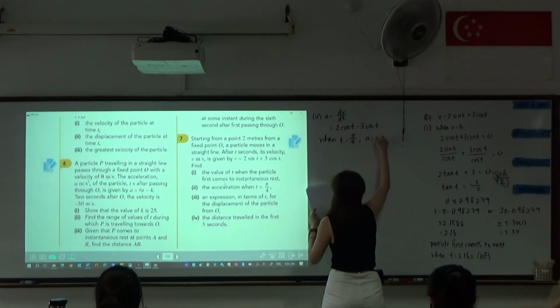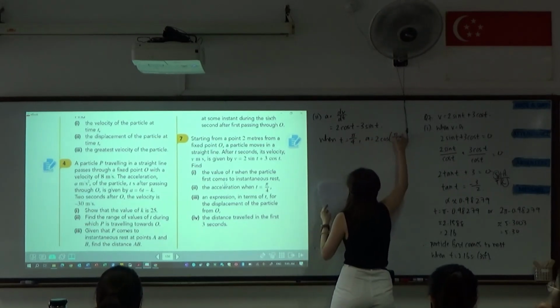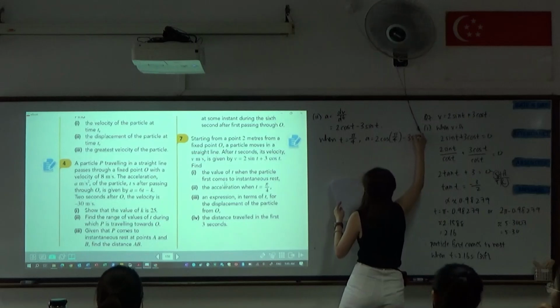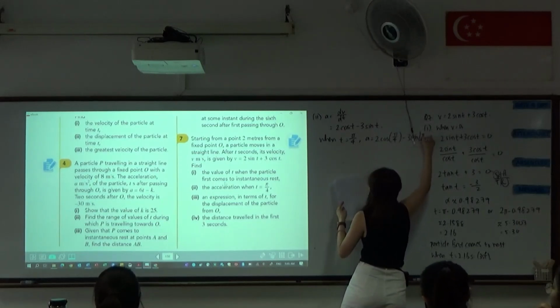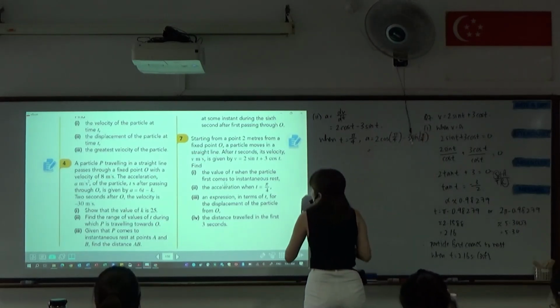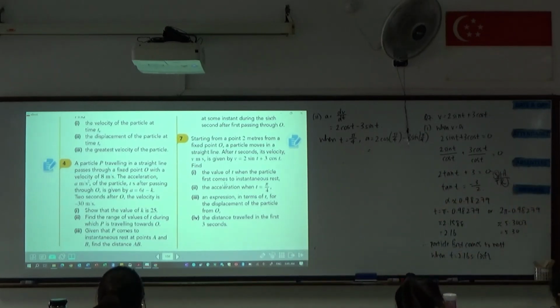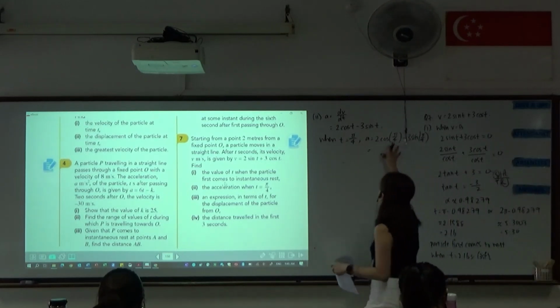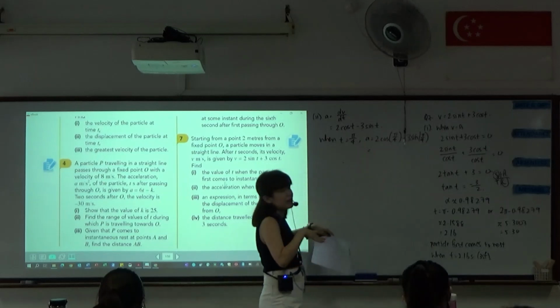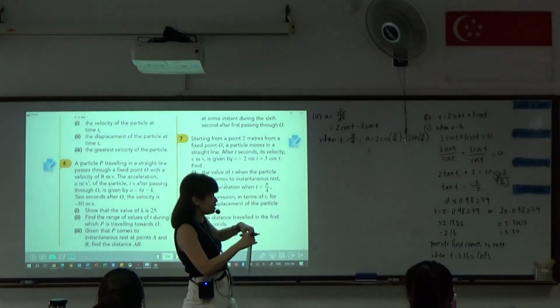Okay, so we just substitute pi over 4 into it. In this question, they did not mention that your acceleration needs to be in exact form, so you can leave it in decimal. Otherwise, you notice that pi over 4 is actually your 45 degrees. It is your special angle.